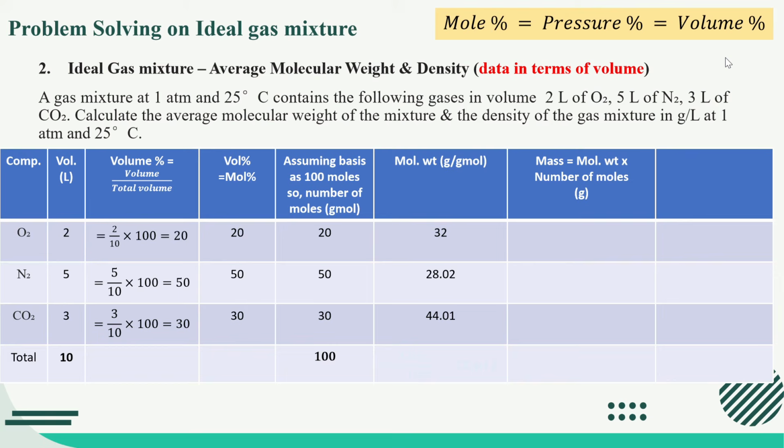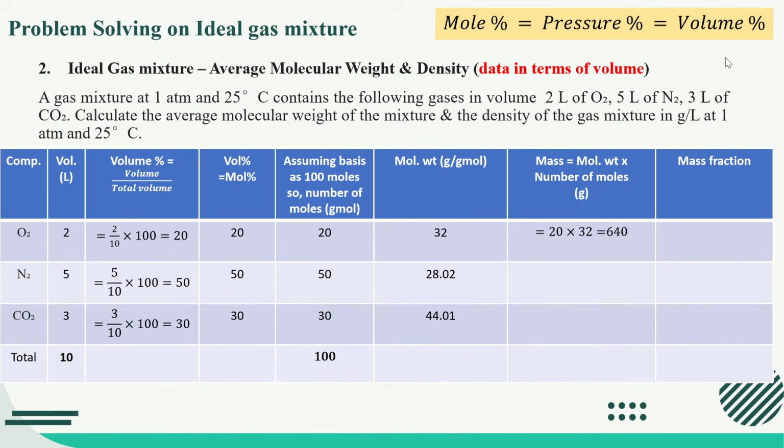Moving on, we rearrange the formula to calculate the mass. Mass can be obtained by multiplying the molecular weight and the number of moles. The number of moles is 20 in the case of oxygen and the molecular weight is 32, so I can directly multiply that. Once I calculate, I can fill the mass column and then the mass fraction.